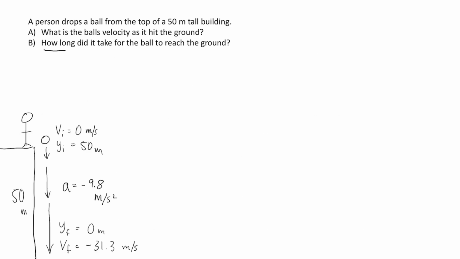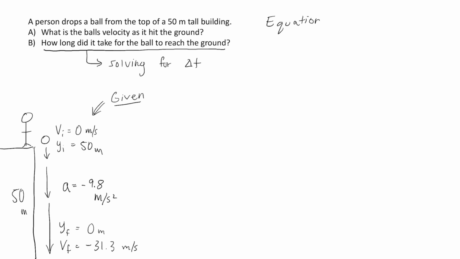Now let's move on to part B of our question. Here we are asked, how long did it take for the ball to reach the ground? So we're solving for delta t. And I've already written all the information we were given on the diagram. So now let's just think about what kinematic equations we can use to solve for this question.